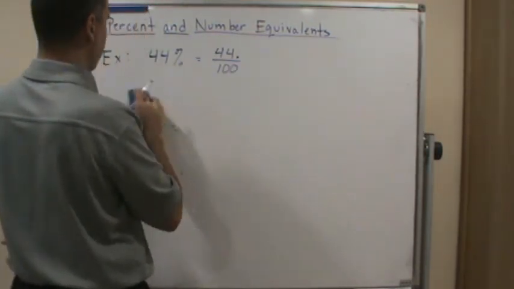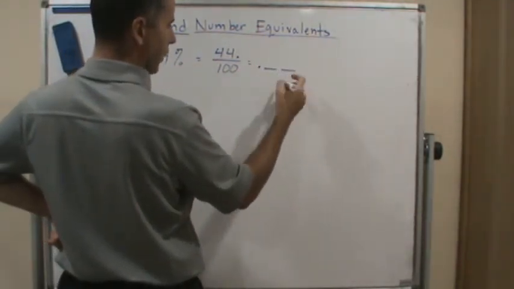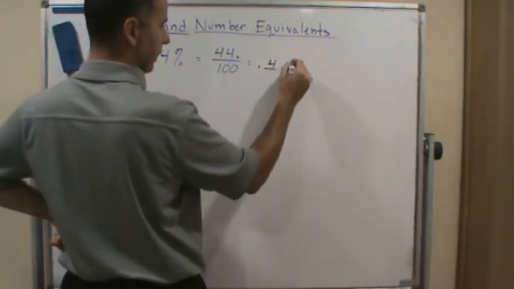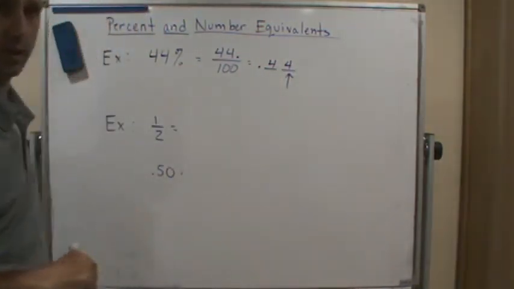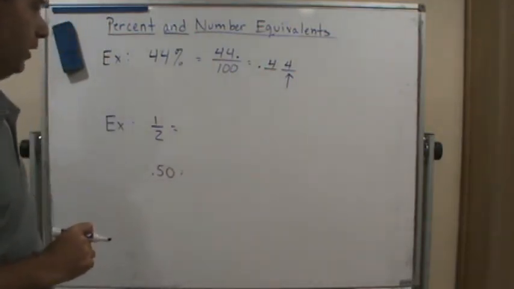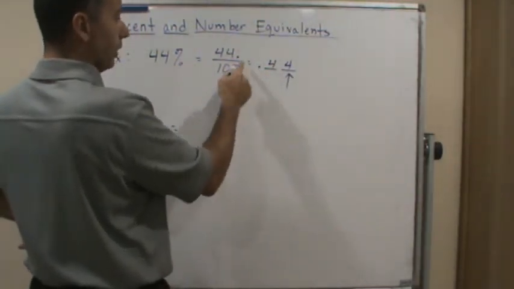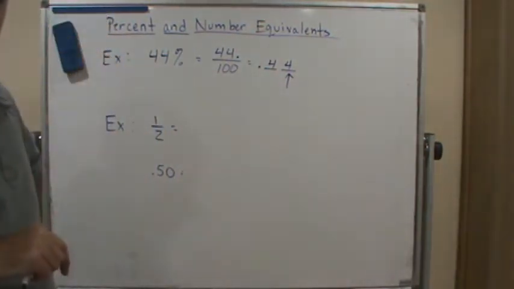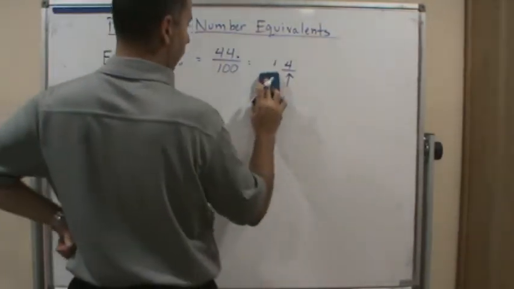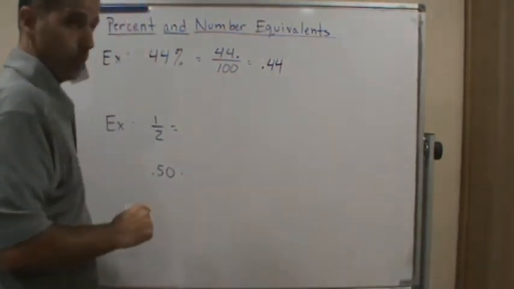Or just remember what hundredths mean. The hundredths place is right here, so you put the number in so that the rightmost digit is in the hundredth spot, just from before. Remember from previous videos. So either you look at it as dividing by a power of 10, or just the definition of the place value. This means that 44% is the same as 0.44.